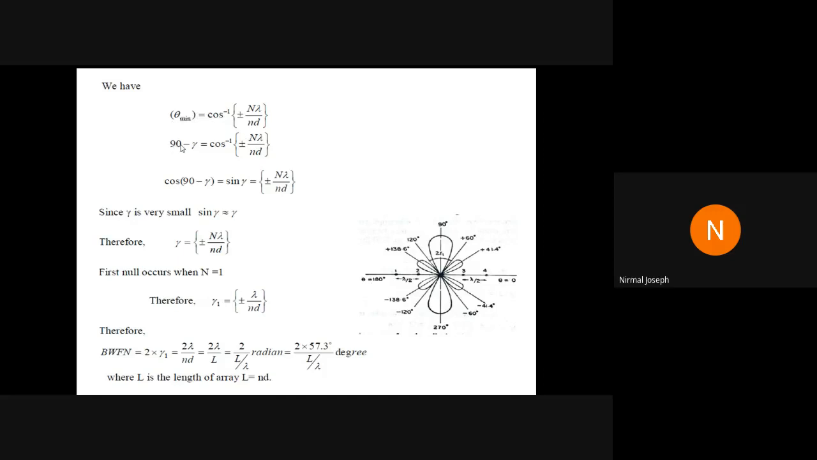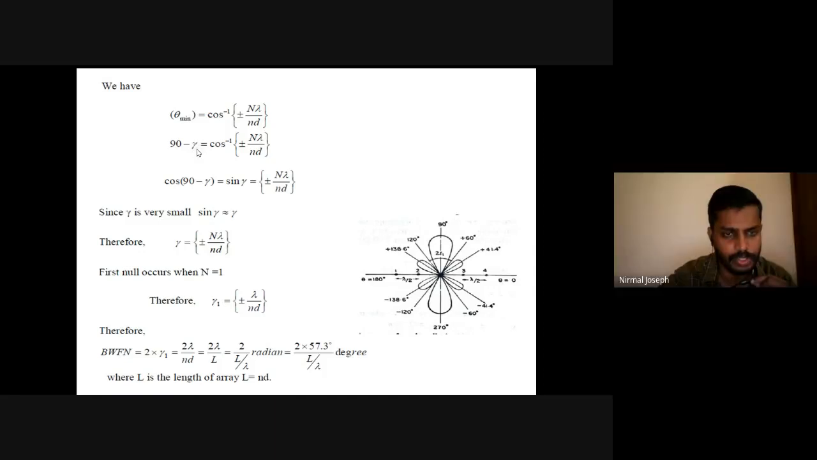So we put it as 90 minus γ in order to find the beam width of the major lobe. It is represented as the complementary angle. So 90 minus γ is equal to cos inverse of ±nλ divided by nd. Just taking cos of 90 minus γ, and here also we take cos of cos inverse, that will become nλ by nd. Cos of 90 minus θ is sin θ. So sin γ is equal to ±nλ divided by nd.